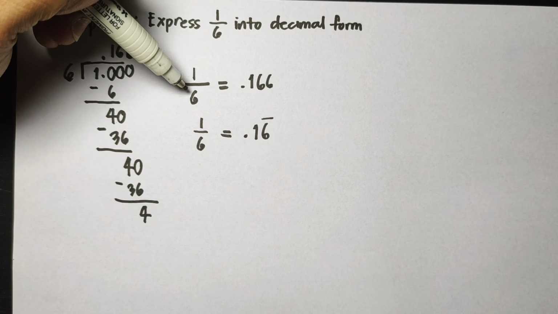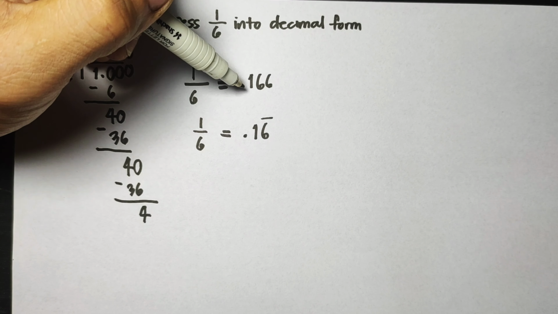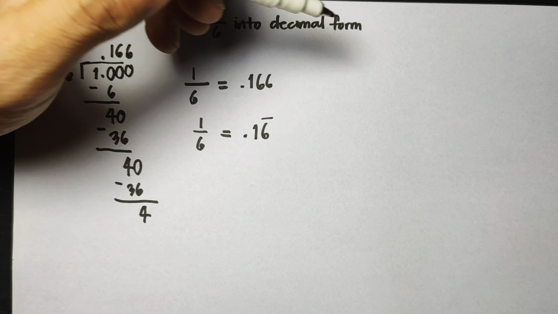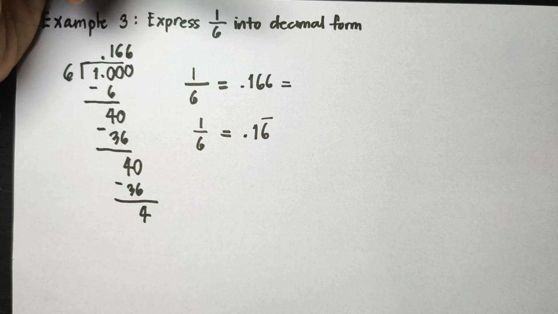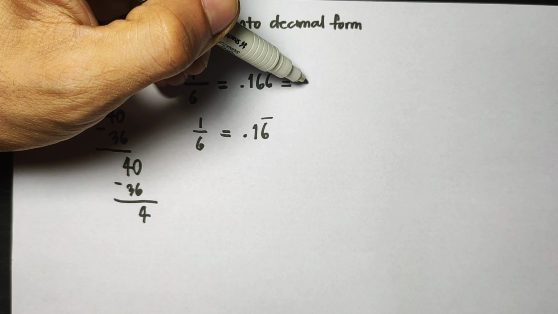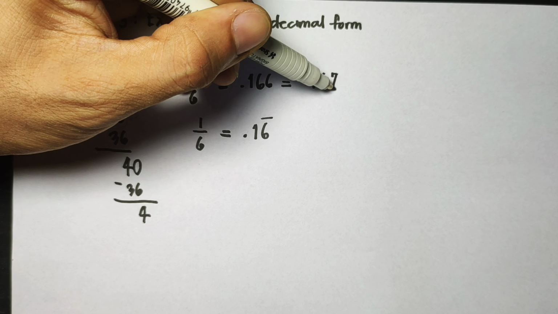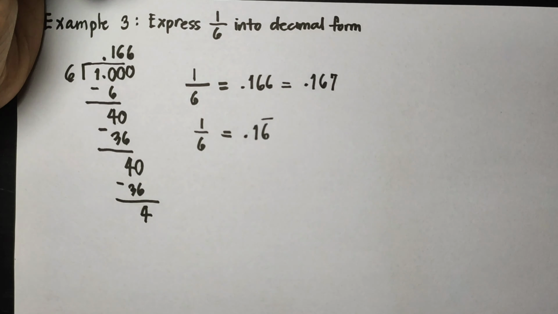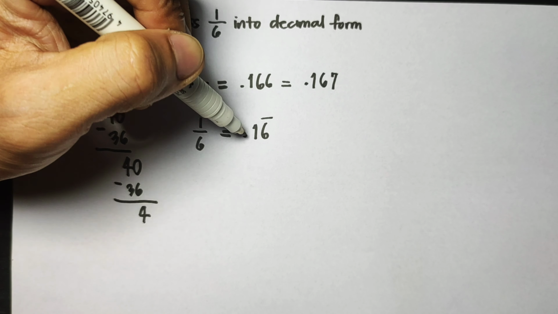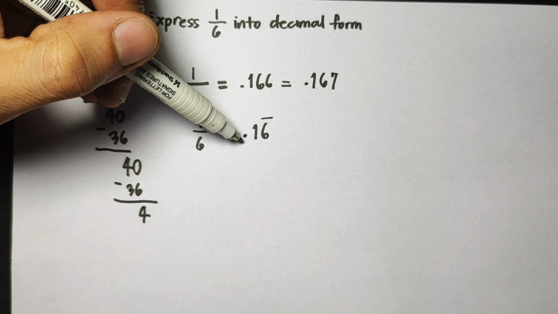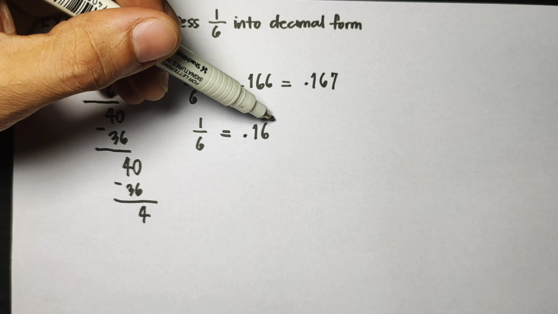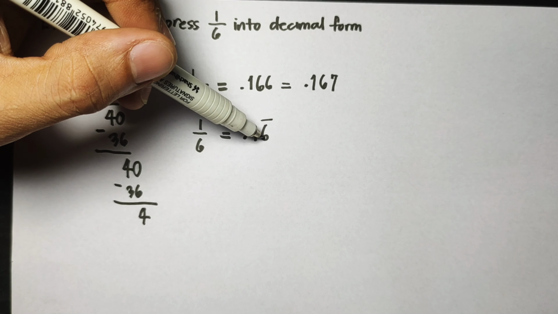So, again, 1/6 is equivalent to 166 thousandths, or we can round it. That is 167 thousandths. Or, it can also be like this, 0.16 bar. It has a bar on the 6.